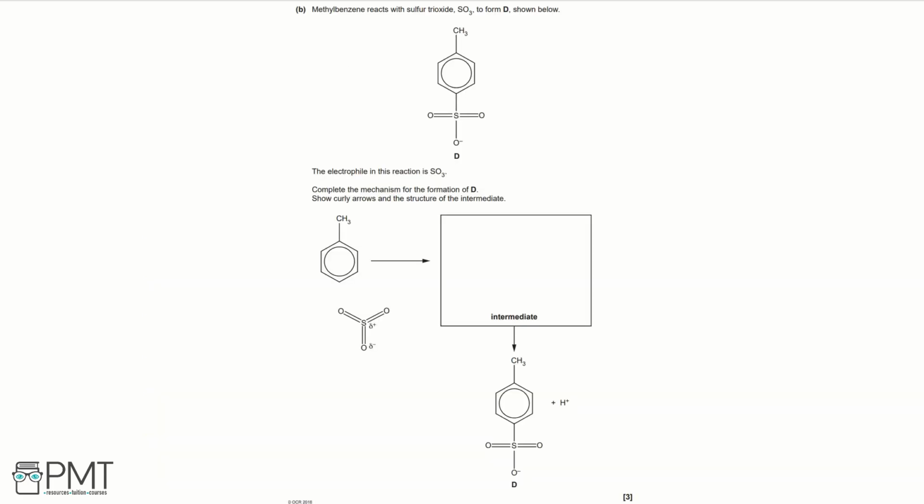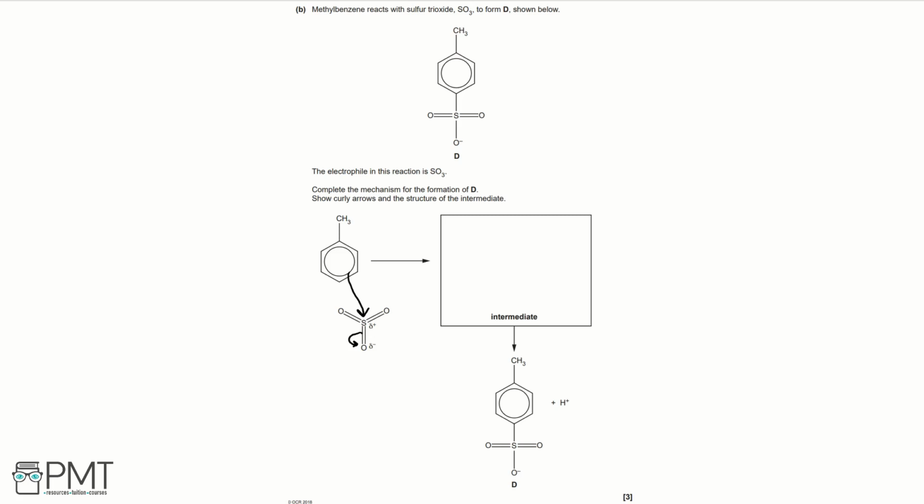Part B. Methylbenzene reacts with sulfur trioxide, SO3, to form D, shown below. The electrophile in this reaction is SO3. Complete the mechanism for the formation of D, show curly arrows and the structure of the intermediate. So our first curly arrow in this mechanism is going to go from our increased electron density, so it's going to be quite negative, to our delta positive sulfur. So negative to positive. And then we're going to kick off this electron group onto our oxygen with the delta negative charge.